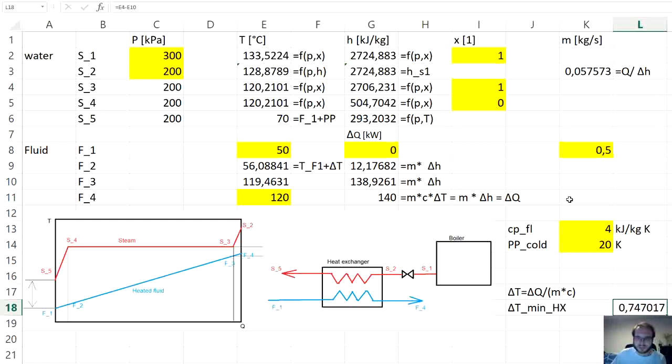We could, for example, heat up, and what would happen in real life, we would heat up the fluid not to 120 degrees C, but to a little bit smaller temperature. Also, we could condense the steam at higher pressure if it would be possible, or we can have lower mass flow rate of our fluid that is being heated up.